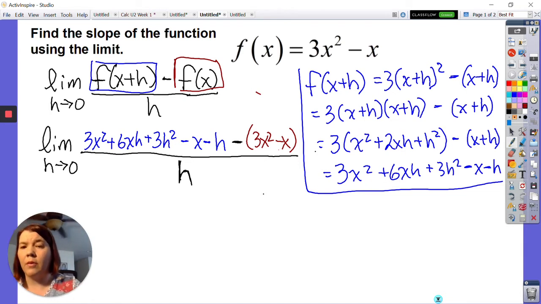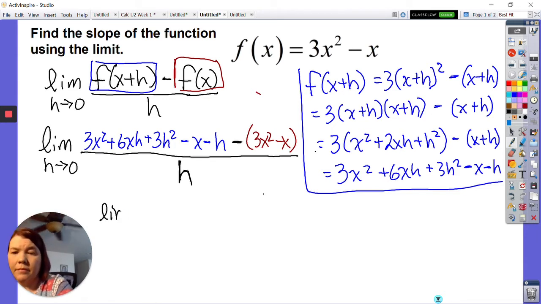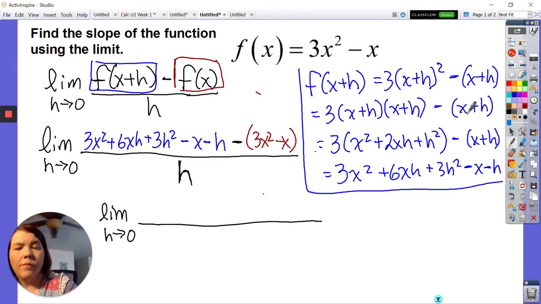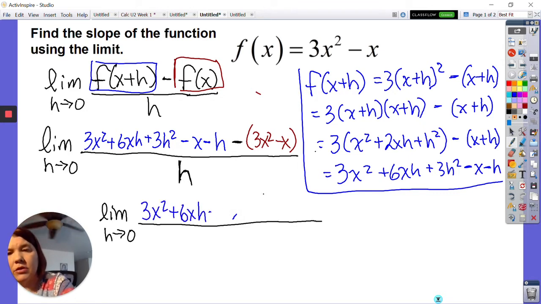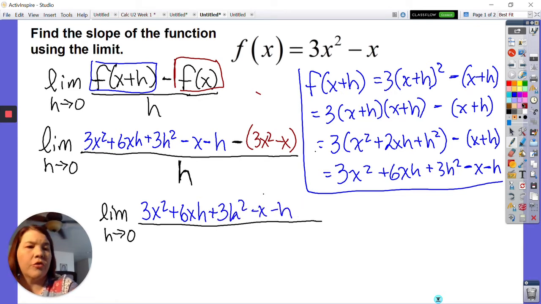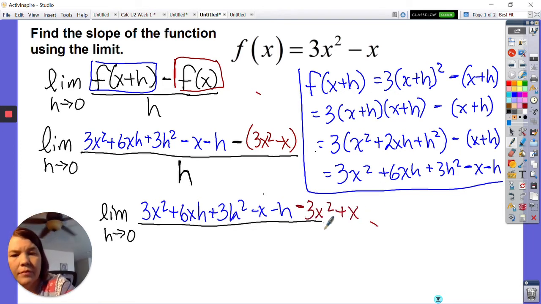Now we'll stay in our fraction for a little bit. So I have the limit as h goes to 0 of 3x squared plus 6xh plus 3h squared minus x minus h. We're distributing the minus sign through the red. We get negative 3x squared plus x. That is all over h.